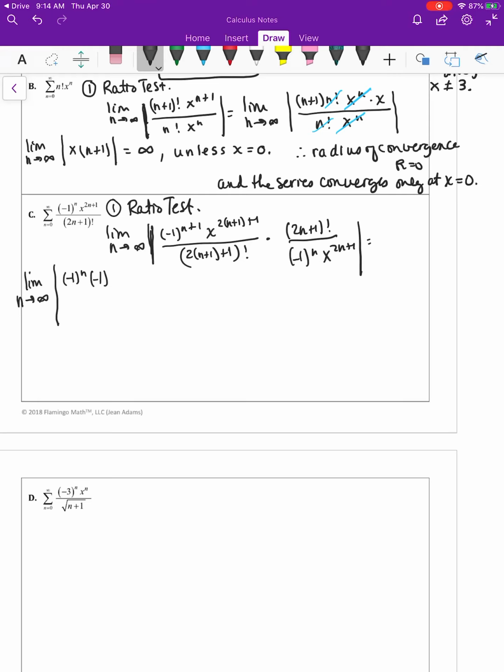We've got negative 1 to the n. We've got negative 1 to the 1. Now, this is going to give us 2n plus 3, right? This is going to be x to the 2n plus 3. We want to try and cancel x to the 2n plus 1. So let's do side work over here.